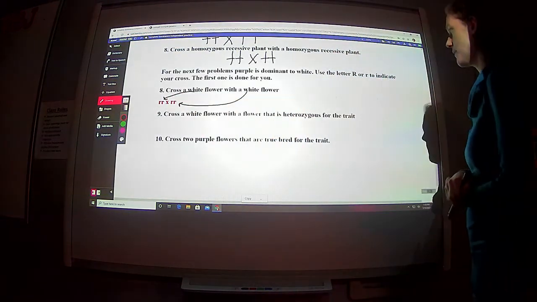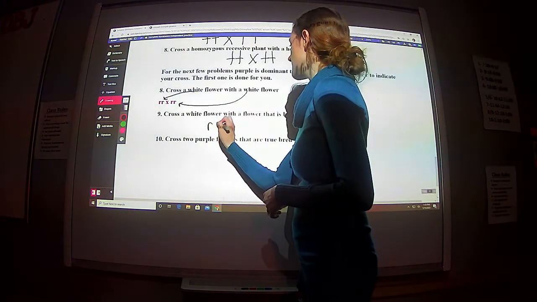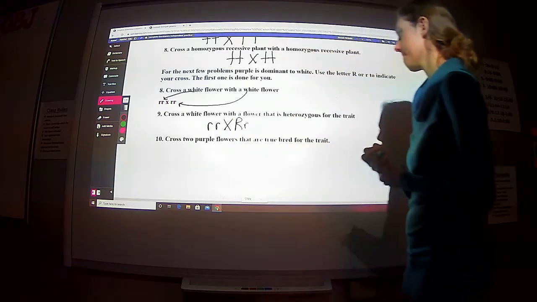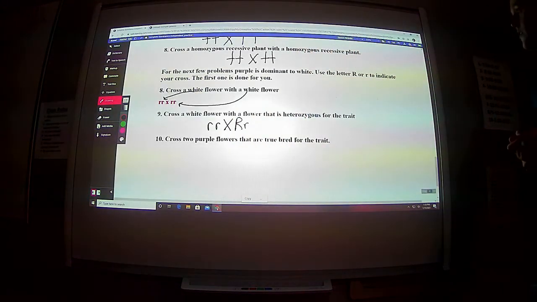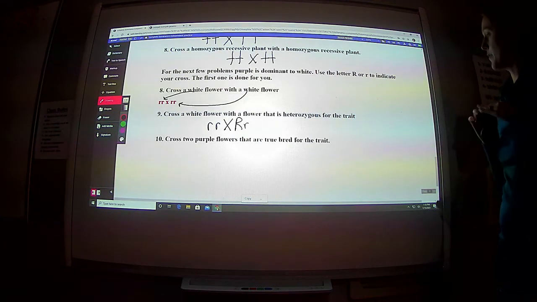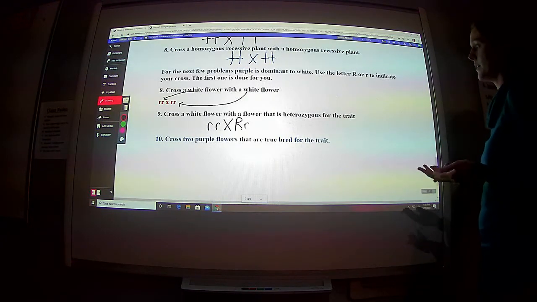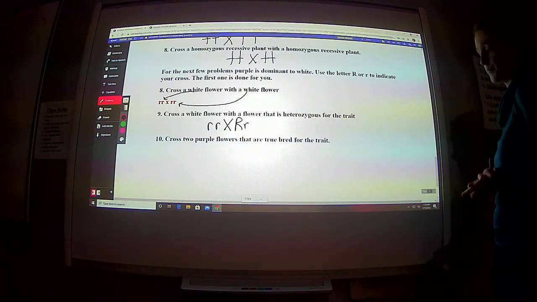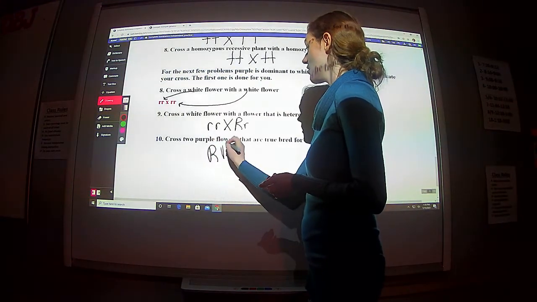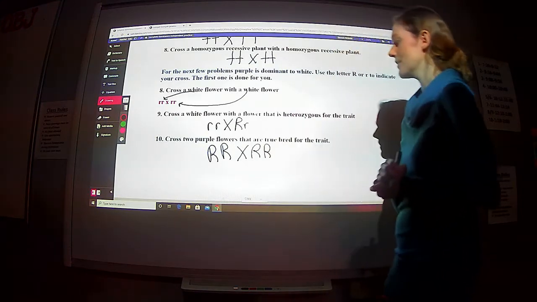Cross a white flower with a flower that is heterozygous for the trait. So white is going to be recessive, heterozygous. Cross 2 purple flowers that are true bred. True breeding means that they come from a pure line, so any time that it is going to self-pollinate, it is going to exhibit that trait. True breeding also means that they are not heterozygous. So there we have it.